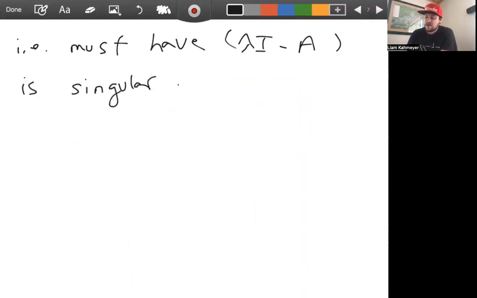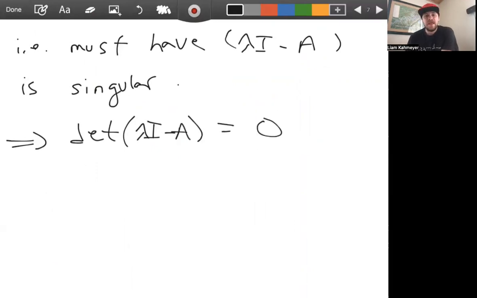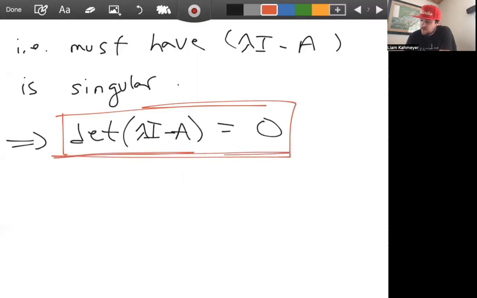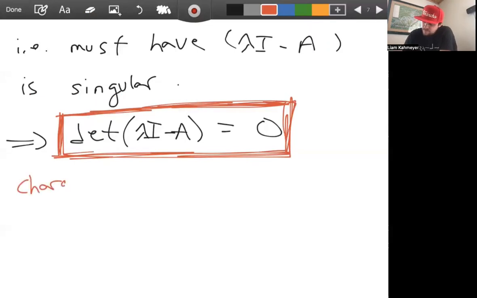What does it mean that lambda I minus A is singular? That implies that the determinant of lambda I minus A is equal to 0. And solutions of this equation, right? This is a scalar equation. When you take the determinant of a matrix, your answer is a scalar, right? It's a number. If there's a variable, it's a polynomial, right? But the point is, it's a scalar. So solutions to this solve for eigenvalues. And this is called the characteristic equation.